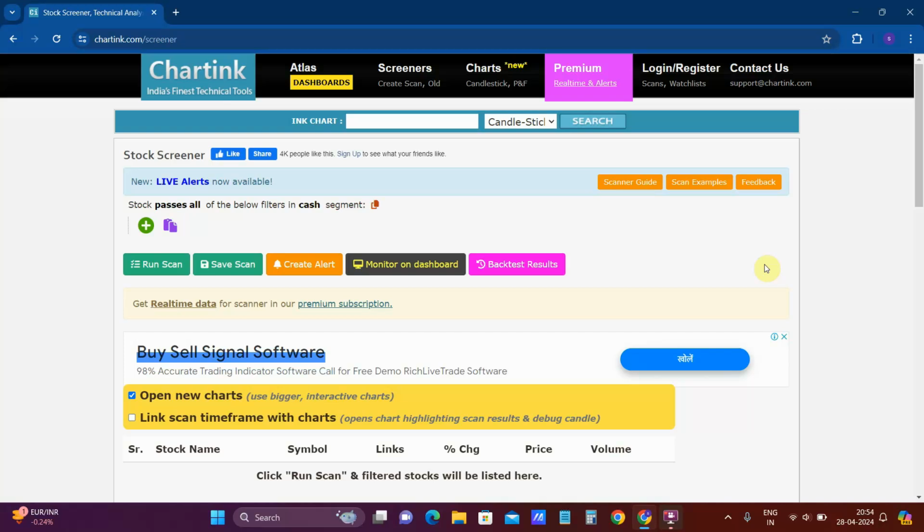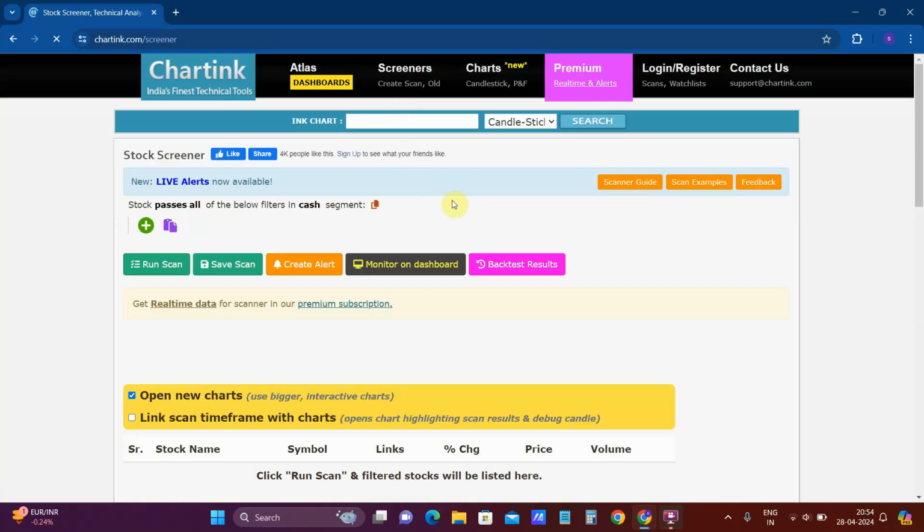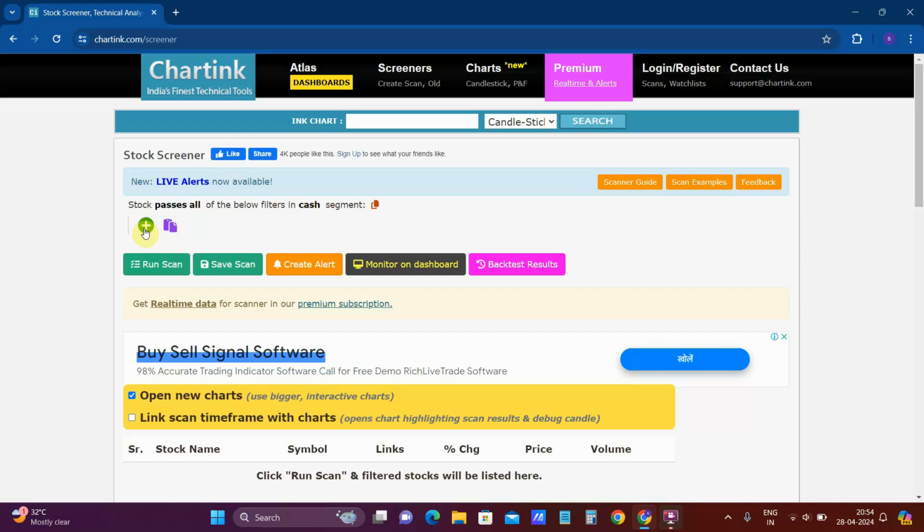So we'll identify them from charting, making use of a few screeners, right? So in this video I'll explain how to build that screener. What you'll do is, this is the charting screener. Usually once you go to charting, this is what you see. You'll go to create scan. From create scan, you will add a filter here.